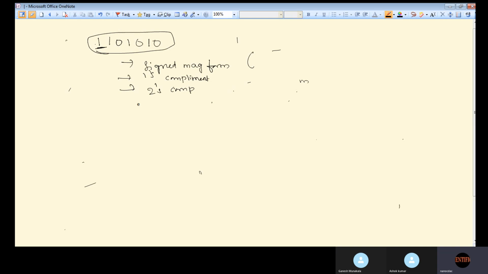The last bit you should ignore. Why? Because it is indicating the sign. If the last bit is 1, it is representing the negative sign. What is the equivalent of this one? 101010 has value 42. It is representing -42. If you write in ones complement, what will be the equivalent decimal number?